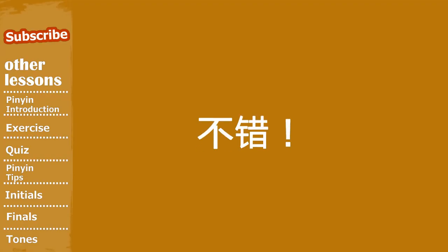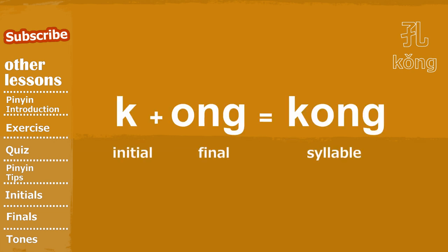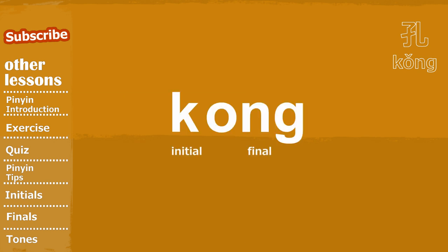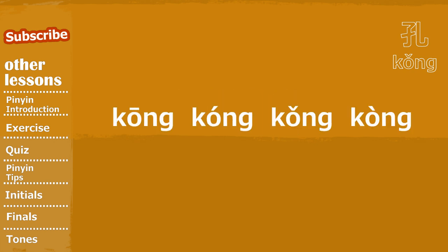Not bad, 不错. The second word is 孔. It is made up of the initial 科 and the final I just taught you, and it is 翁. Good job if you remember the final 翁. If not, remember it this time, because I will use it again for the next word. Together with the initial 科 and the final 翁, you get 空. Repeat after me. 科翁空, 科翁空. It uses the third tone, so 空空空空. It is 孔.